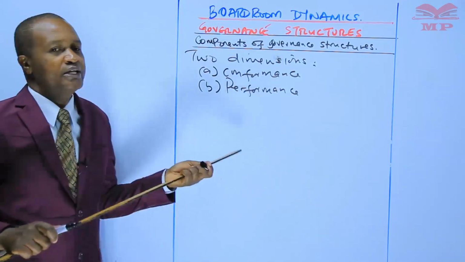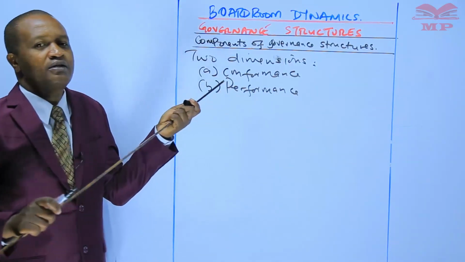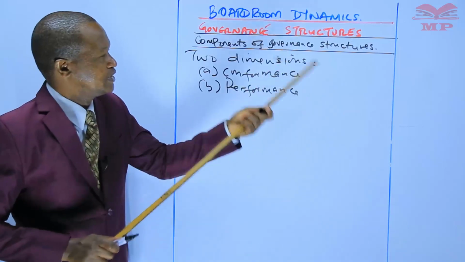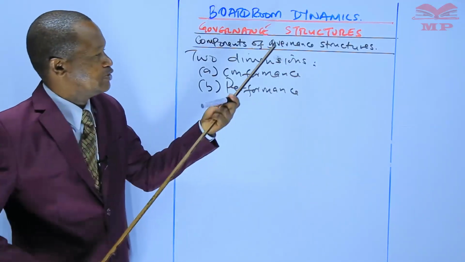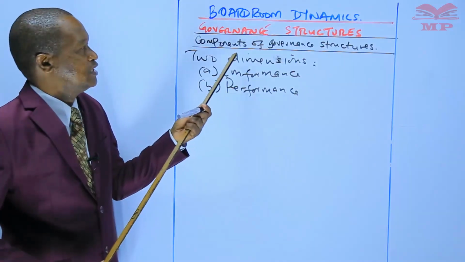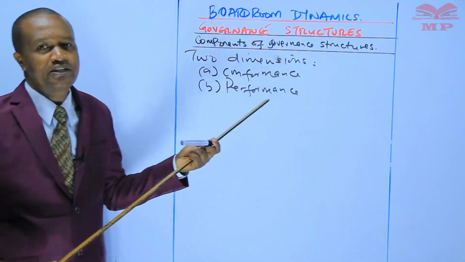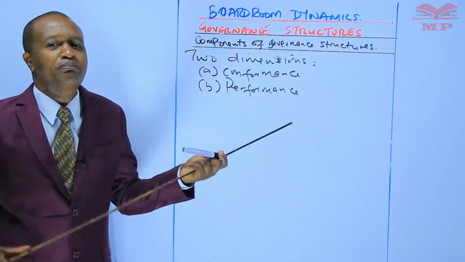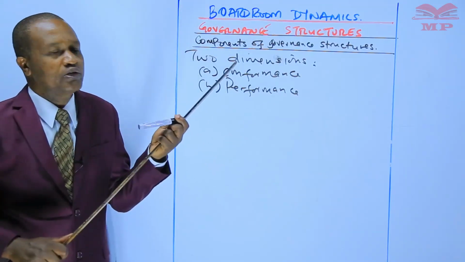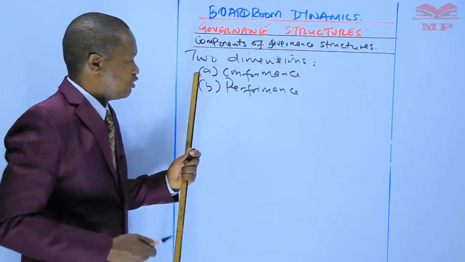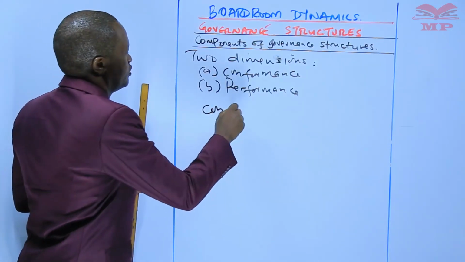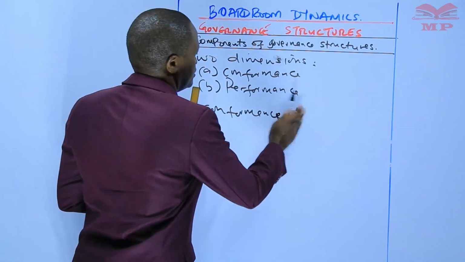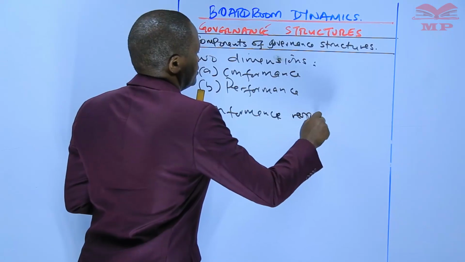Conformance dimension. Conformance responsibilities, because remember we said that a governance structure spells out the responsibilities, the accountabilities, the powers of the main players in corporate affairs. So the conformance responsibilities focus on assuring shareholders.